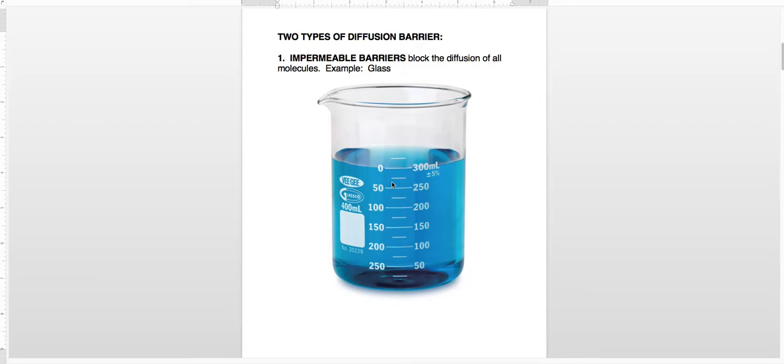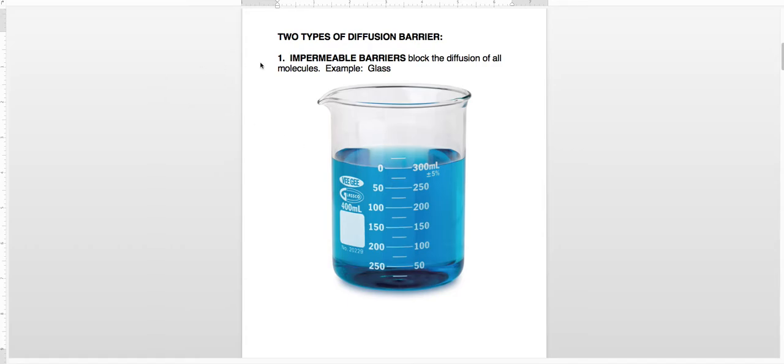Okay, so now we're going to talk about barriers to diffusion, things that get in the way of molecules spreading out wherever they can go, from where there's more to where there's less. There's two basic types of diffusion barrier. The first type is not used in living things, and the second type is used in living things. But I did want to mention the first type.